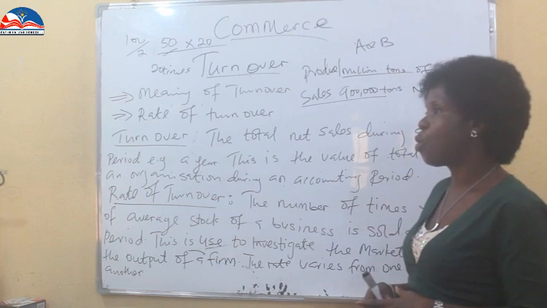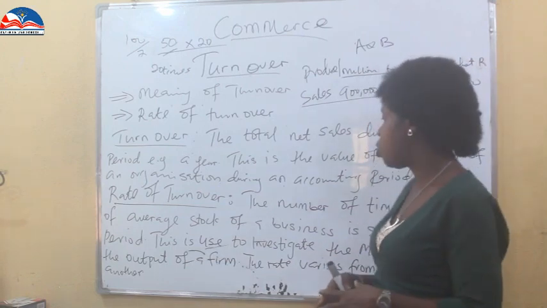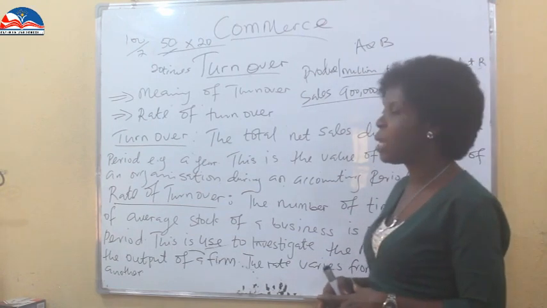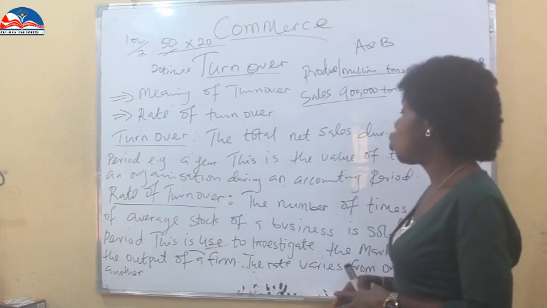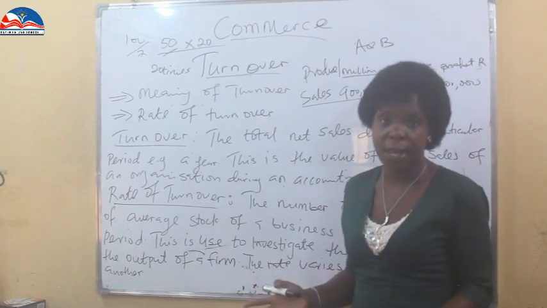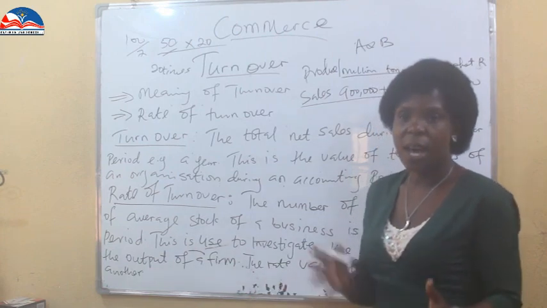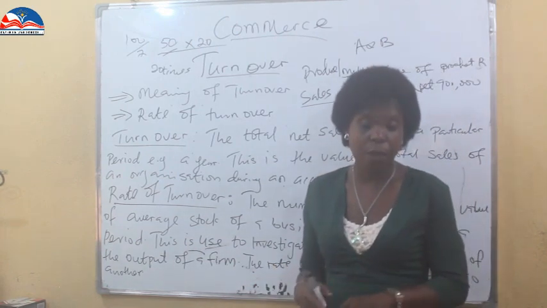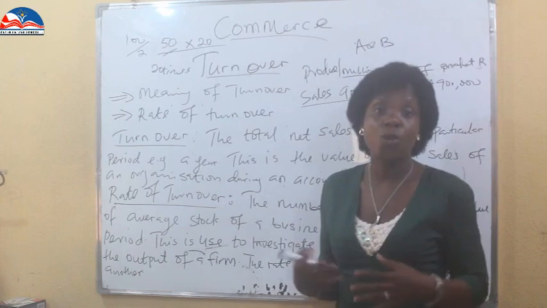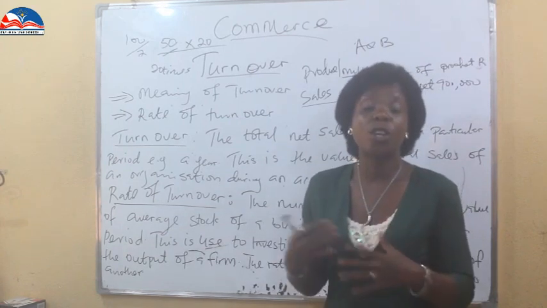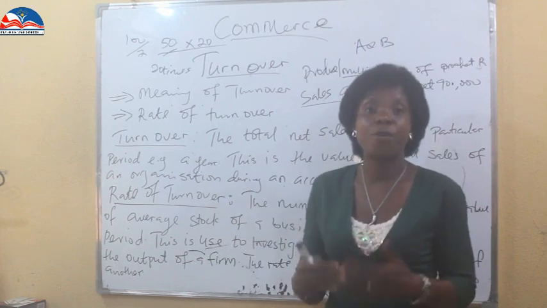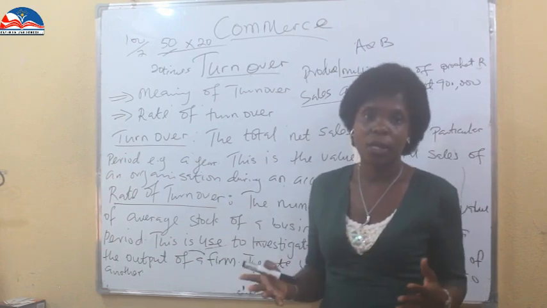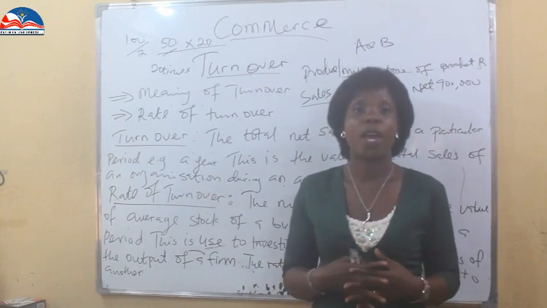It is used to know the success of the business. It is used to know what the output of the firm is. And it is used to know which product sells better. Out of products A, B, C that you have, which of them is selling better? Which of them is making more profit? Which of them are you restocking more often? Which of them are you making more profit from? This rate of turnover will help you.